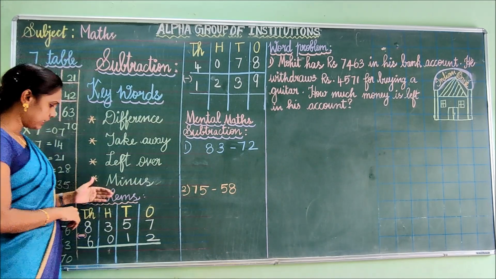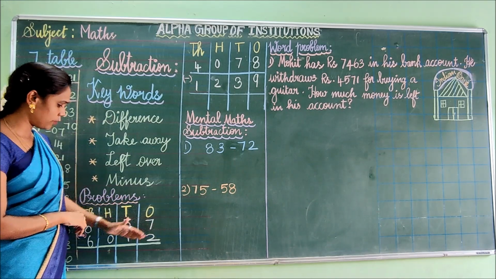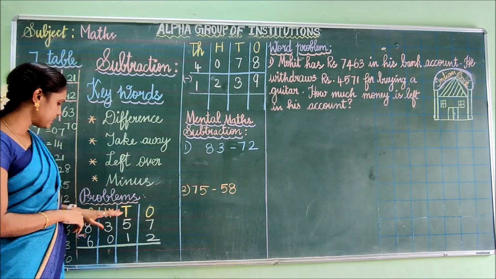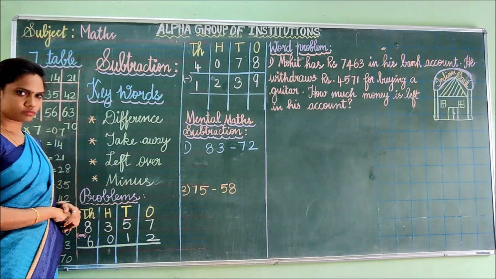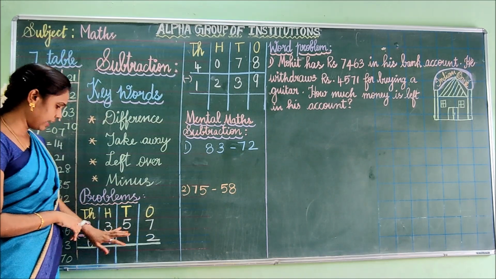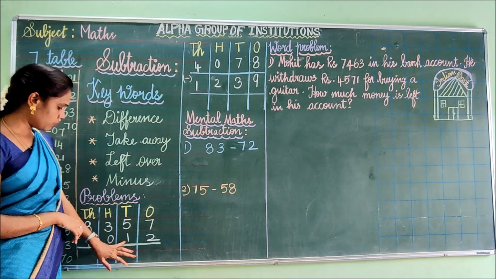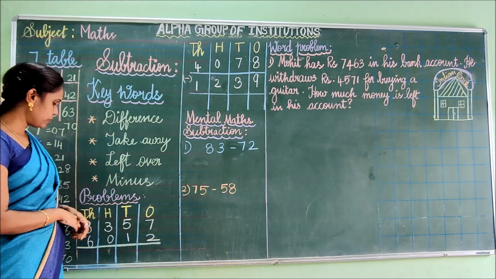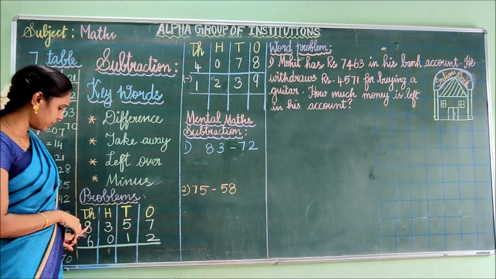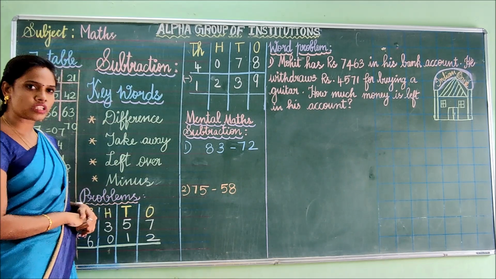Yes. See here, here I have written a 4-digit number. Okay, according to the place value I have placed the numbers. See the place value: ones, tens, hundreds, thousands. Okay, so here I have written the numbers 8357 minus 6012. Okay, so we are going to subtract 6012 from 8357.